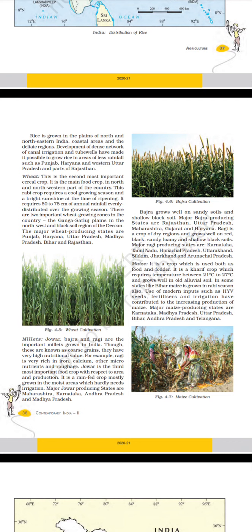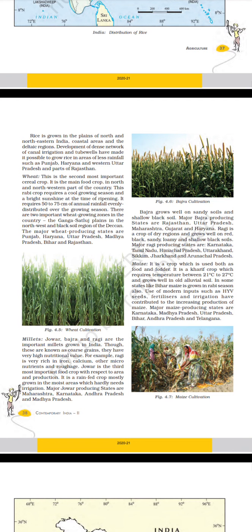Jowar is the third most important food crop with respect to area and production. It is a rain-fed crop mostly grown in the moist areas which hardly needs irrigation. Major jowar producing states are Maharashtra, Karnataka, Andhra Pradesh and Madhya Pradesh.